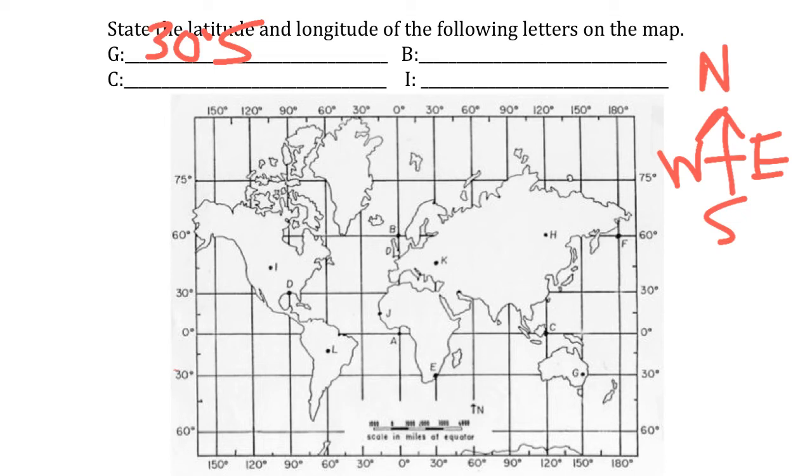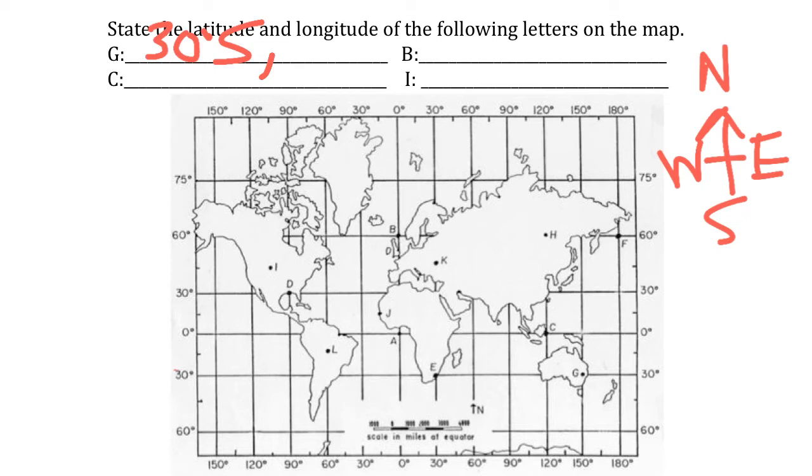So I've got my latitude. Now I have to put the longitude after that. So you always put latitude first, and then you're going to put a little comma after that. And now we're going to put the longitude after that.